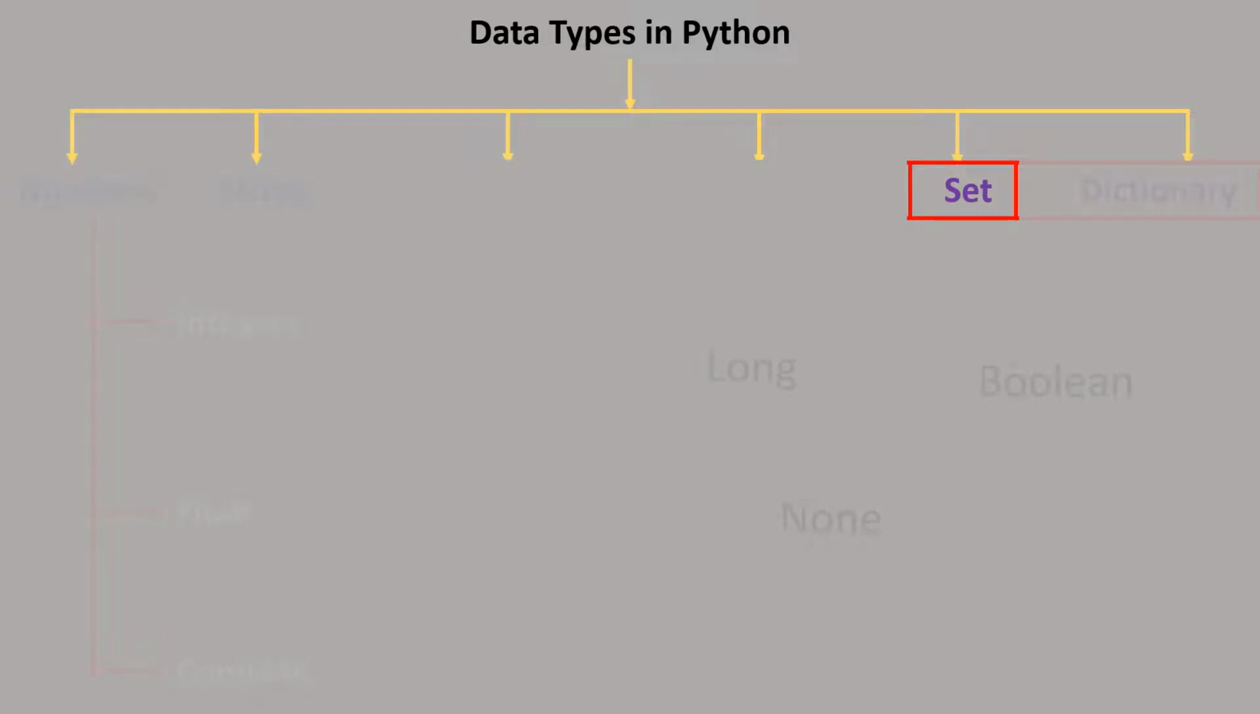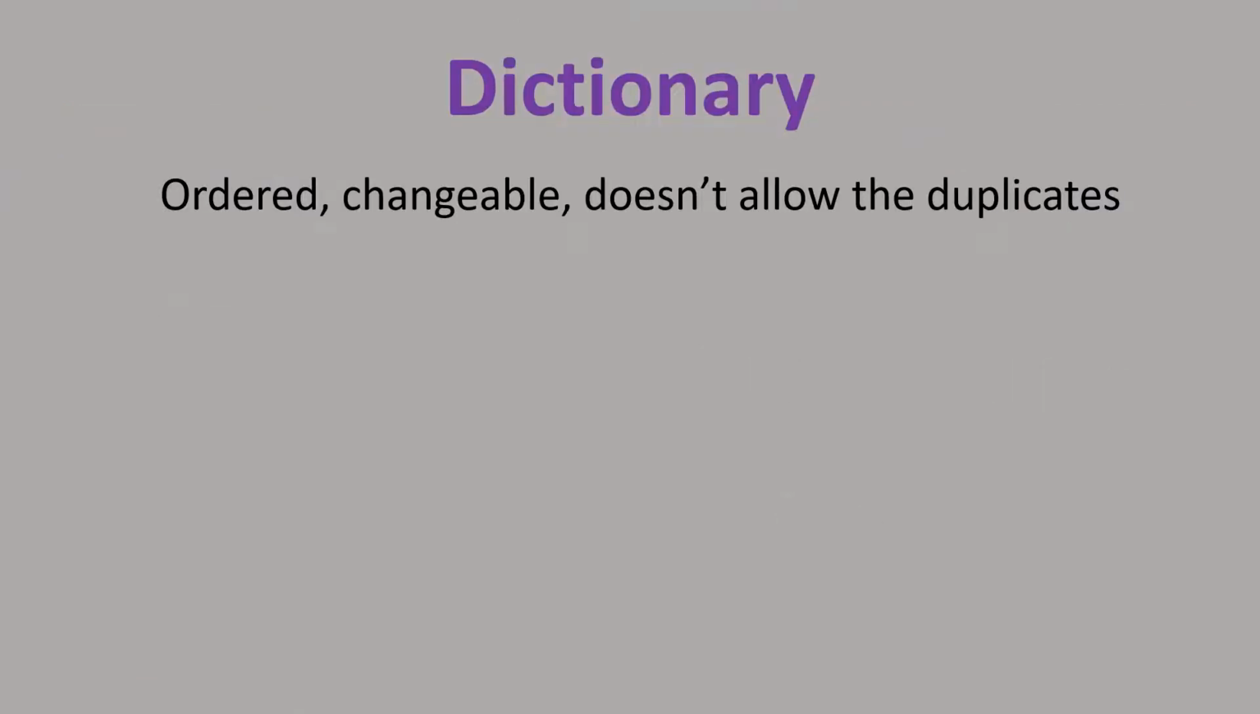Hello everyone. In the previous video we learned about set. Now in this video we're going to learn about dictionary. What happens in dictionary? So dictionary is also a data type, also a kind of list, which we use to store the list of values, okay?